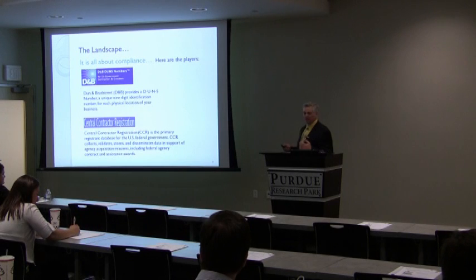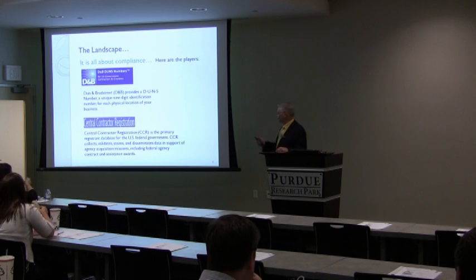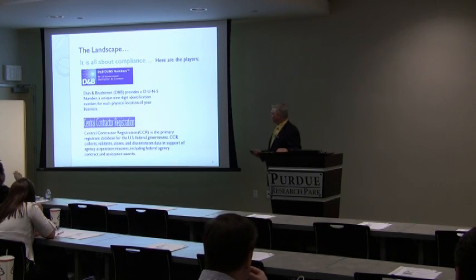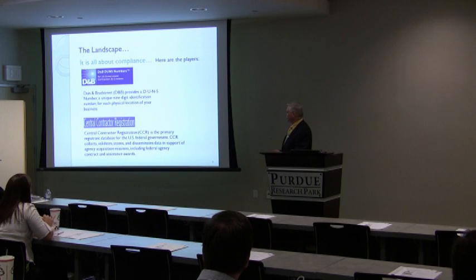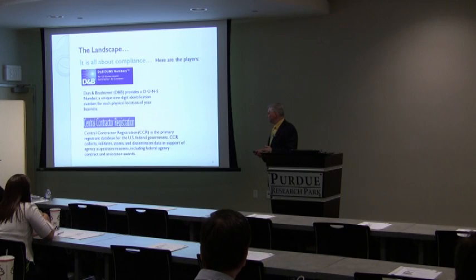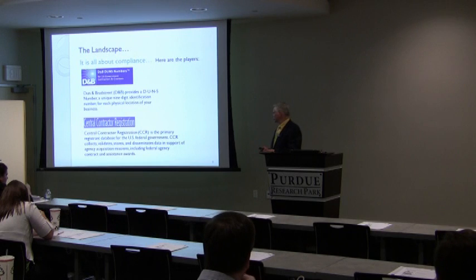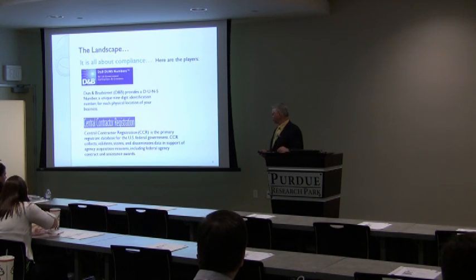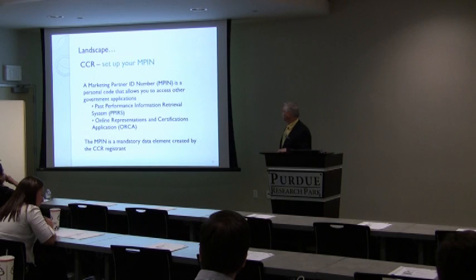So the very beginning, if you're going into government contracting, is that you've got to get yourself plugged in. I'm going to flash through these fairly rapidly, but you're going to have to get with Dun and Bradstreet. You're going to have to get a DUNS number for the physical location of your business. You're going to go on to a website called Central Contractor Registration. It's the primary registered database for the U.S. federal government. CCR collects, validates, stores, and disseminates data in support of agency acquisition missions, including federal agency contract and assistance awards. If you haven't been there, then you can't even get started in government contracting.